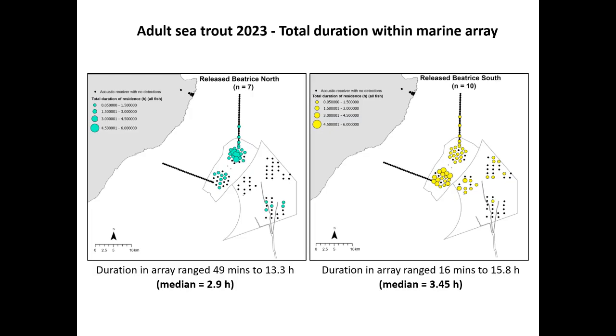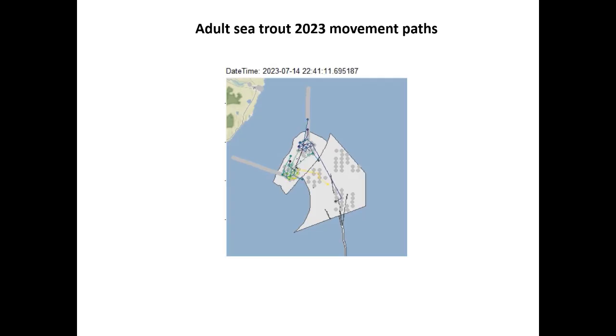Sea trout were released in two groups, in the northern part of the Beatrice site here and in the southern part. And these plots are to show again the total duration of residency within the site, which range between 16 minutes and nearly 16 hours, but typically about 3 to 4 hours. This animation is individual sea trout tracks and really illustrates that they explored all parts of the turbine array. We know there's periods where individuals leave the site and come back in again, but quite complex behaviours seen here.